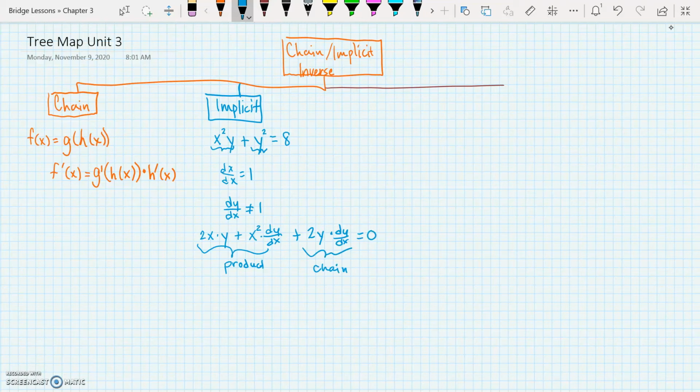And then you solve for dy/dx, so you'd have dy/dx times x squared plus 2y equals 2x, and then you divide, so you have dy/dx is equal to 2x times x squared, divided by x squared plus 2y. And if you wanted to know where your implicit function has horizontal tangent lines, you would set your numerator equal to 0. And if you want to find out where your function has vertical tangent lines, you would set your denominator equal to 0. If you want to find out where your slope is a half, for example, you would set the whole thing equal to a half.